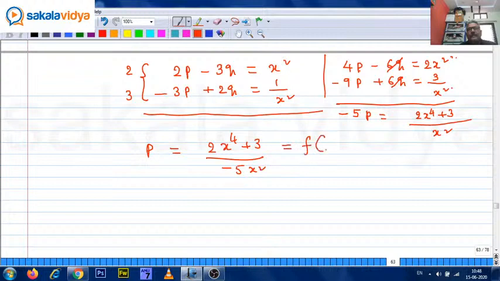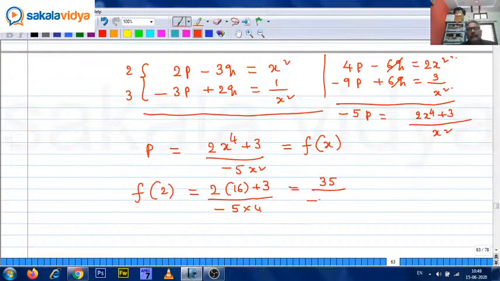This will be f of x. What we need to find now? f of 2. f of 2 means 2 into, 2 power 4 is 16, plus 3, which is 35, upon minus 5 into 4. Minus 5 into 4 is minus 20, and 35 by 20 gives 7 by 4. Minus 7 by 4. This is the answer.